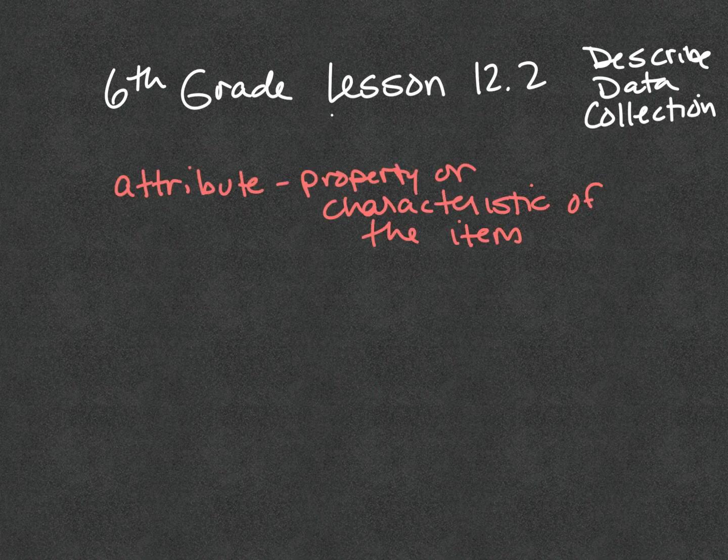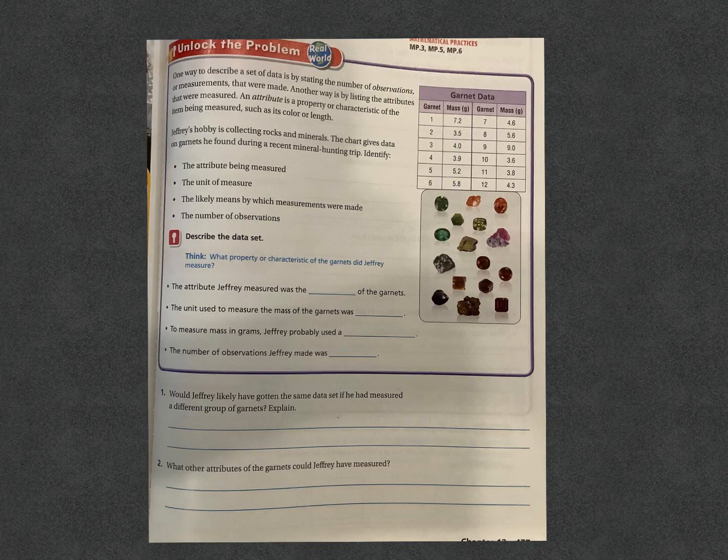So maybe you're observing its weight by weighing it, or maybe you're observing the variety of colors. Maybe you're observing the size of it. So an attribute would be something about it that you're comparing to the others in the data set. So let's look at this unlock the problem and how they walk us through the understanding of this.